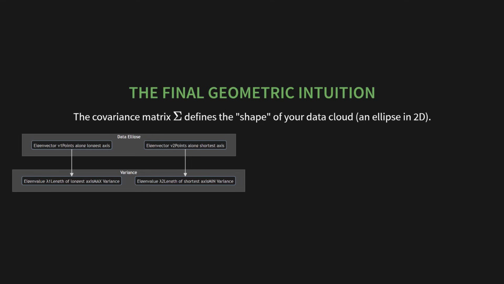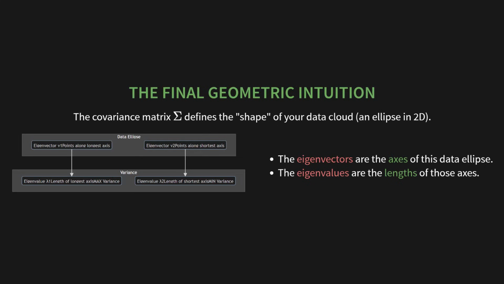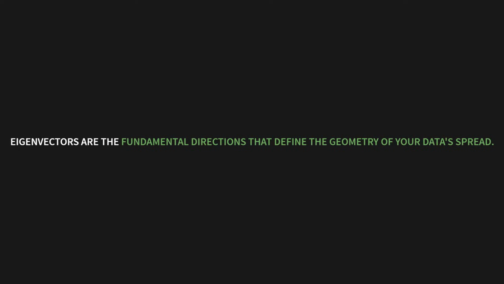The eigenvectors are the axes of this data ellipse. They point along the directions of pure stretch. And the eigenvalues are the lengths of those axes. They literally measure the amount of spread in those directions. So to find the direction of maximum variance, you just find the eigenvector with the largest eigenvalue. It's that simple. Eigenvectors aren't just some abstract concept from a math class. They are the fundamental directions that define the geometry of your data's spread.